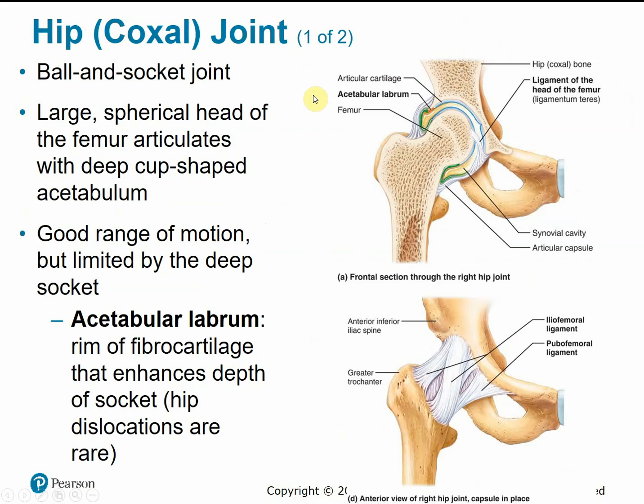The hip joint, or the coxal joint, is a ball and socket joint similar to the shoulder, but it has a much deeper socket. So it also has a wide range of motion similar to the shoulder, but it's limited by this deep socket. So just as we had the glenoid labrum in the shoulder joint, we have the acetabular labrum in the hip joint just to help expand the depth of our socket. Because of this ultra deep socket in the hip joint, hip dislocations are much less common than shoulder dislocations.